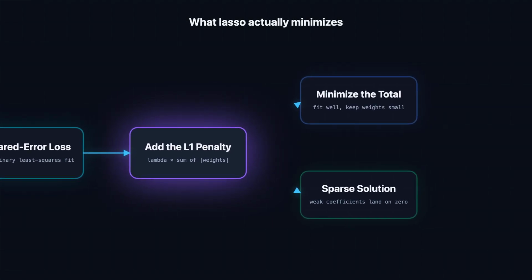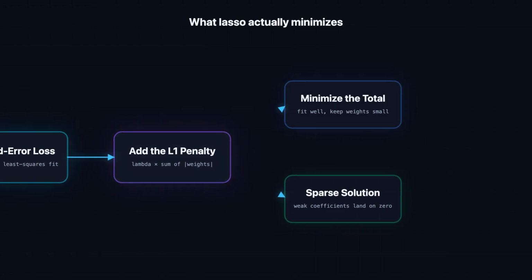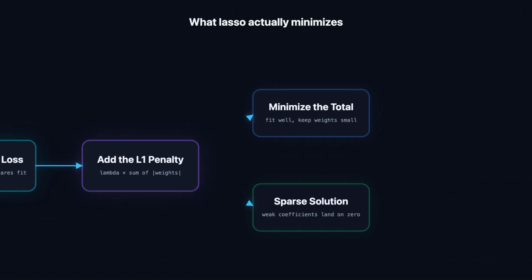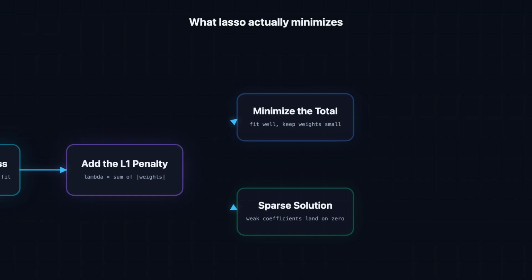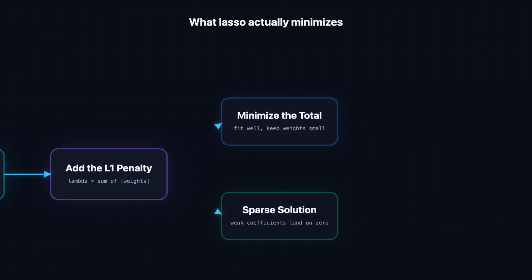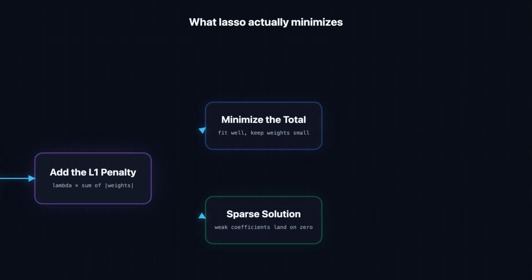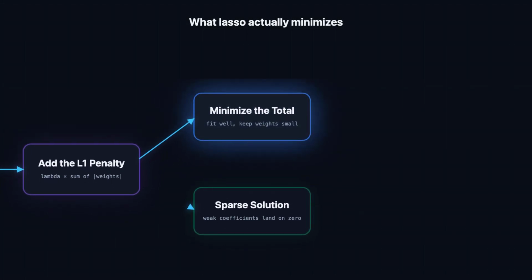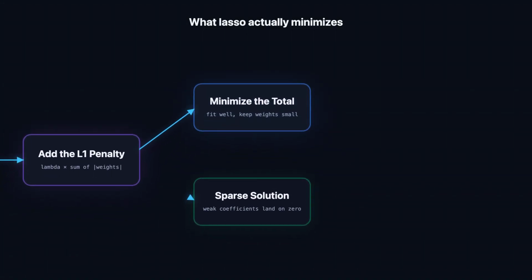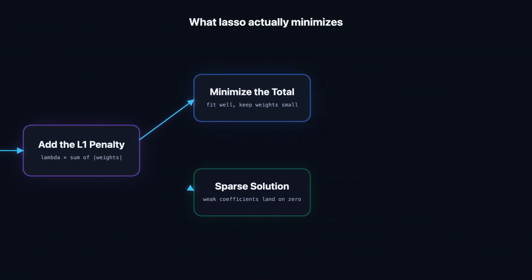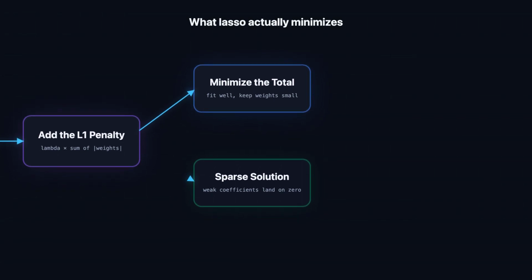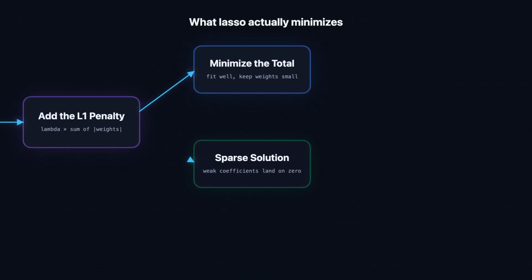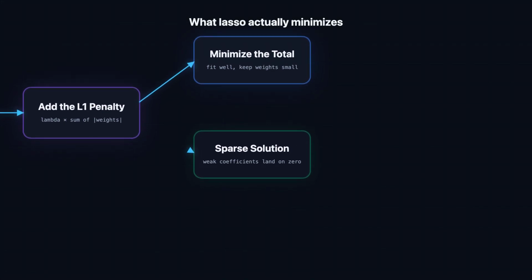Now add the twist. Lasso tacks on a penalty equal to lambda times the sum of the absolute values of the weights. Notice absolute values, not squares. That single choice, an L1 penalty instead of Ridge's L2, is where all the magic hides. Then minimize the whole thing, the error plus that penalty, together. The optimizer now juggles two jobs at once: fit the data well, and keep the total size of the coefficients small. Coordinate descent handles this, since there is no neat closed form to solve for.